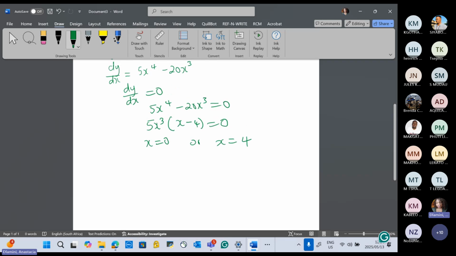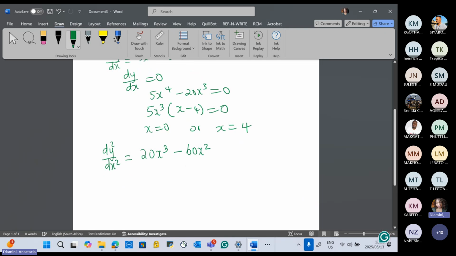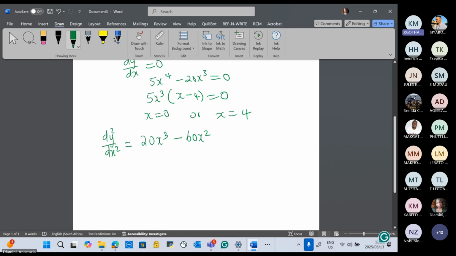Alrighty. So the second derivative is equals to 20x cubed minus 60x squared. Then what do you do with it? You factor out 20x squared. Set it to 0. Oh yes, I forgot to set it to 0.